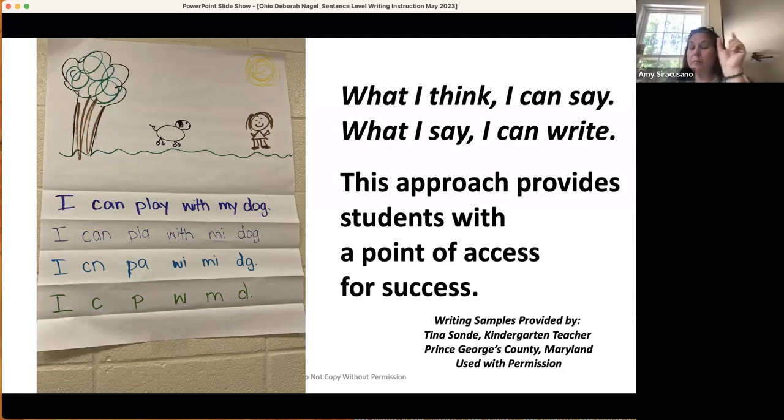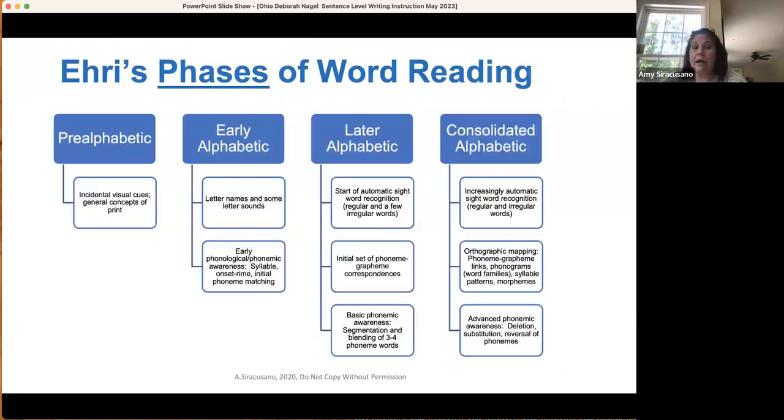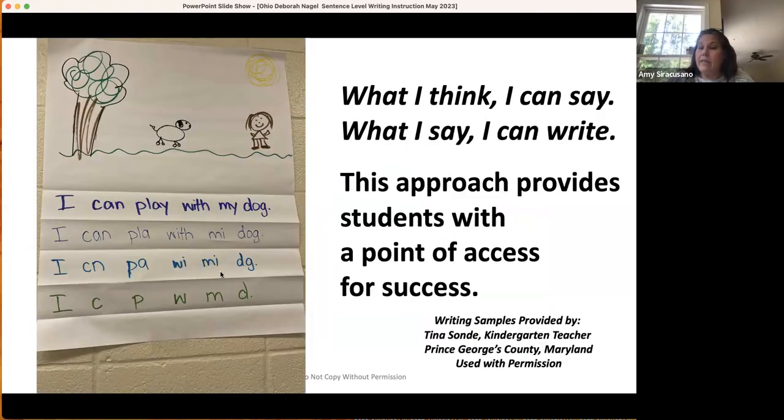Some of you are working on beginning sounds and ending sounds. And this ties back really to, when we think about Ehri's phases, phonological and phonemic awareness, right? Beginning and ending sounds, getting to that segmenting of 2, 3, 4 sounds in a word, and then mapping it with the letters. So you do beginning and ending sounds, and you fold that away. Some of you are just starting to understand that words have a beginning sound. So your writing might look like this.